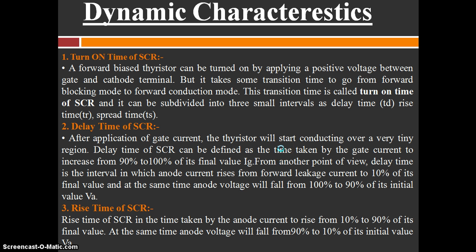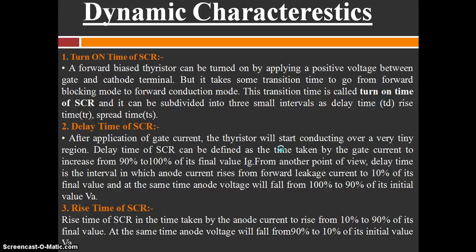First is the turn on time of the SCR. A forward biased thyristor can be turned on by applying voltage from anode to cathode terminal. Then it takes some transition time to go from forward blocking mode to forward conduction mode. This transition time is called turn on time. The turn on time is subdivided into three small intervals: delay time, rise time, and spread time of the SCR.